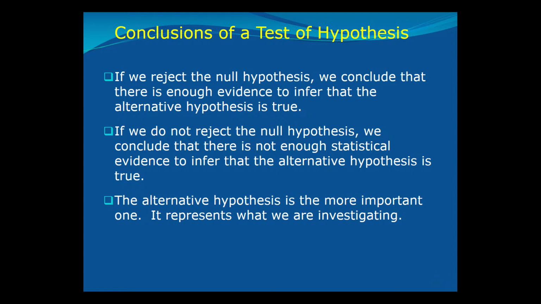If we reject a null hypothesis, we conclude that there is enough evidence to infer that the alternative hypothesis is true. If we do not reject the null hypothesis, we conclude that there is not enough statistical evidence to infer that the alternative hypothesis is true. The alternative hypothesis is the more important one. It represents what we are investigating. So look attentively at this slide. We are interested in the alternative hypothesis.